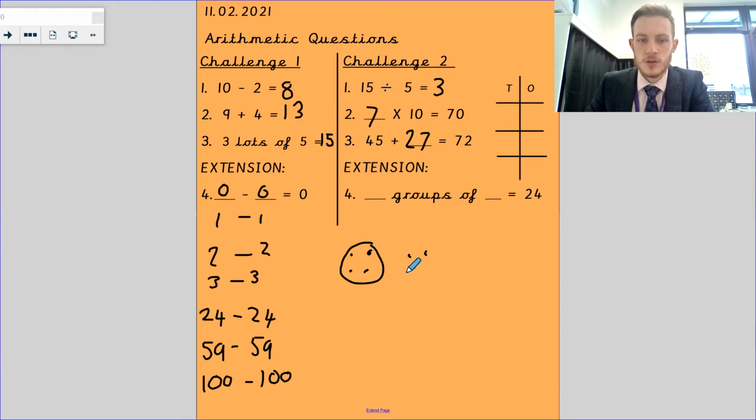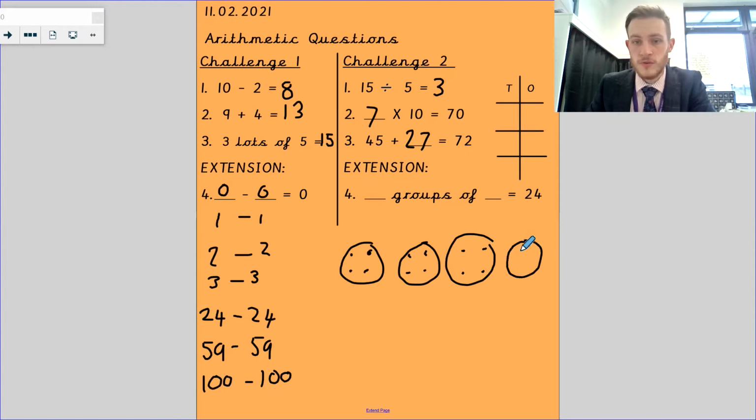I've got 1, 2, 3, 4 in a group. So far I've got 8 altogether. Let's keep going. I could do 1, 2, 3, 4. That is now 8, 9, 10, 11, 12. Try another group of 4. 12, 13, 14, 15, 16. Another group of 4. 17, 18, 19, 20. Let's try 4 again. 21, 22, 23, 24. So that's the answer, 24.